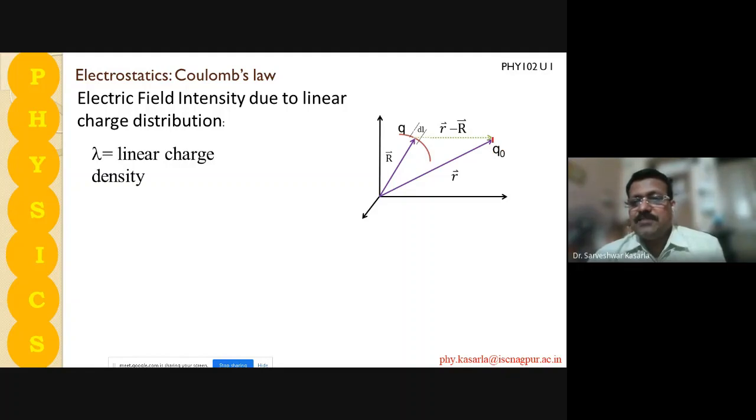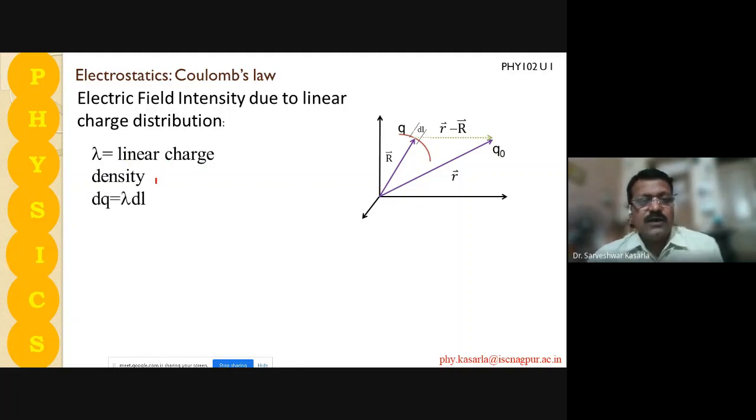And here, the point where the intensity is to be found out, say where the test charge q0 is placed, has position vector small r, and the charge is distributed along this line. We consider a small part of this line, of length dl. If this point has position vector R, then the small charge on this small length dl is to be found out, and the linear charge density is given as lambda.